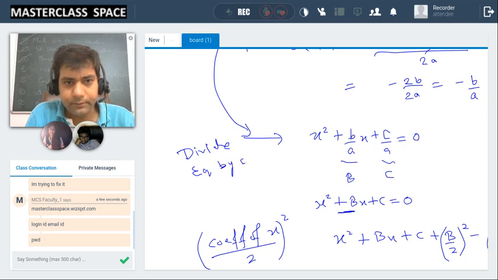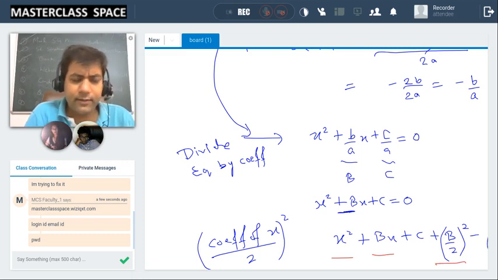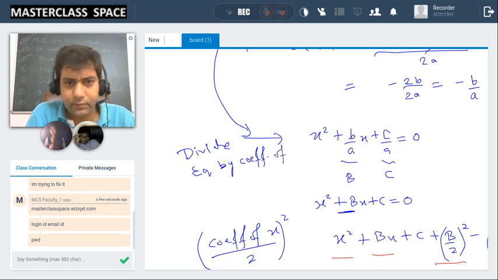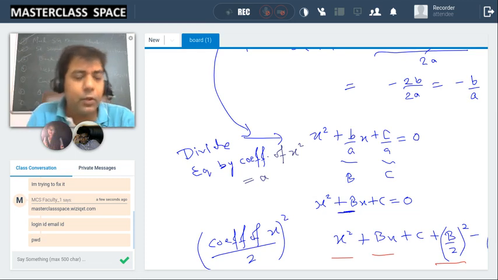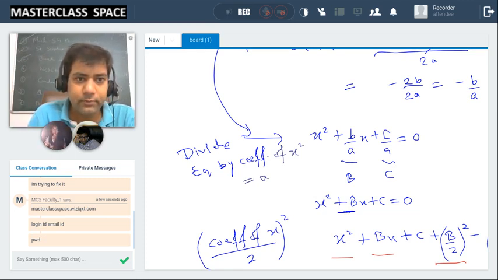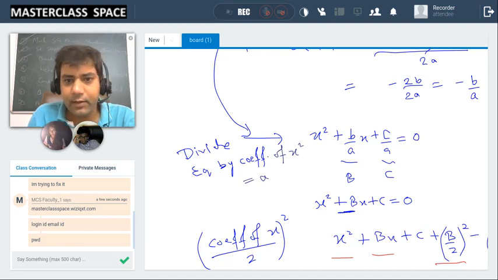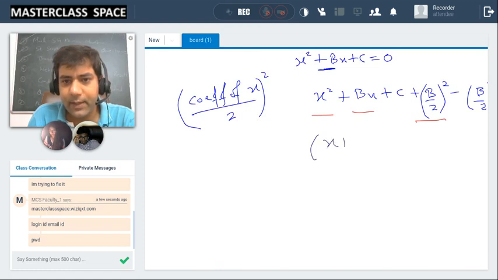Tell me, what is the name of this method? Completing square. So I must be doing something to make a square. Guys, what is this? If you combine this, this, and this, what is this? Is it the square of a plus b? It is the square of x plus b by 2 whole square. My dear friend, these three, if I combine, are written as x plus b by 2 whole square.